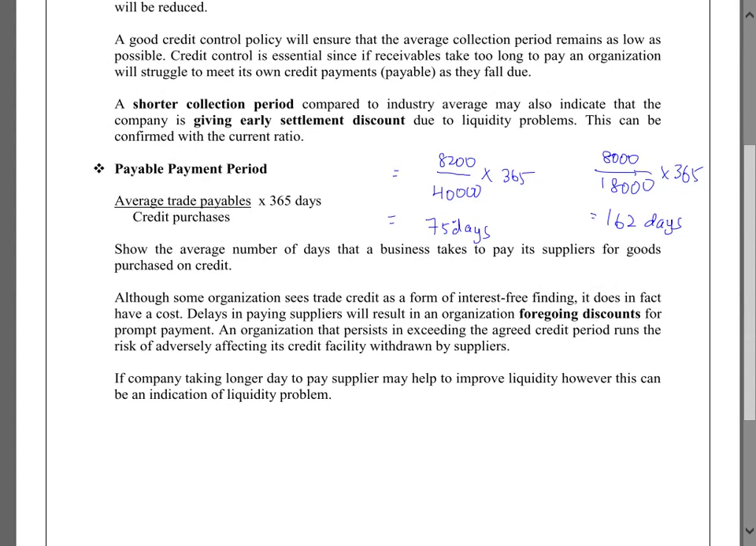Payable. 75 and 162. 75 is about 2.5 months. We buy, we will hold and keep it for 2.5 months. 162 is about 5 months plus. So we are taking longer to pay. I mean, company B takes much longer to pay compared to A.